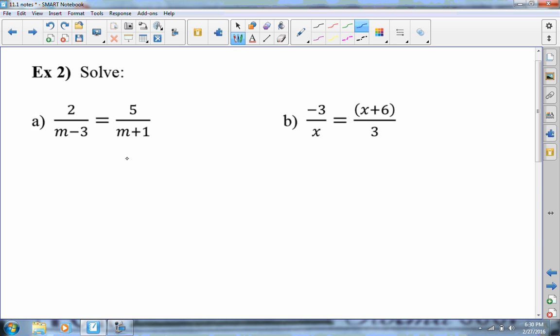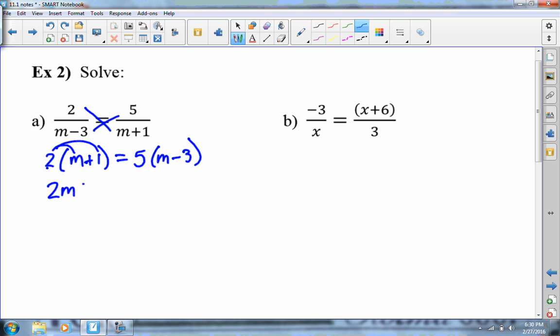But again, I have a fraction set equal to another fraction, so I'm just going to cross multiply. And we should be getting good at recognizing that distribution now. So I'm going to have 5 times m minus 3. So here I'm going to distribute the 2 to the m and the 1. So 2m plus 2. I'm going to distribute the 5 to the m and the minus 3. So 5m minus 15. So now I have a variable on both sides of the equal sign.